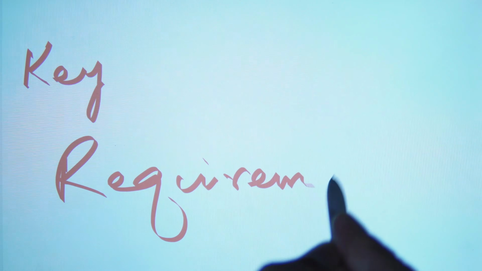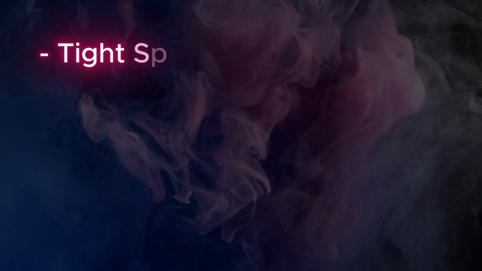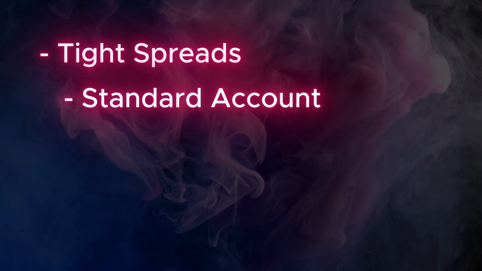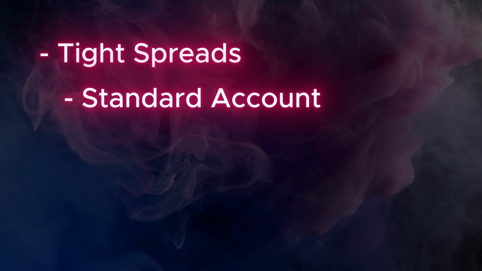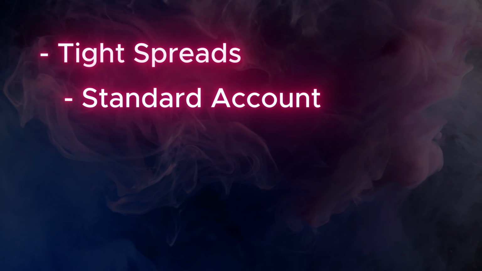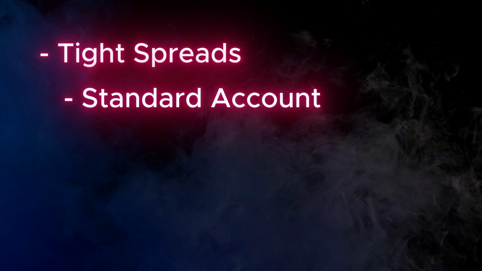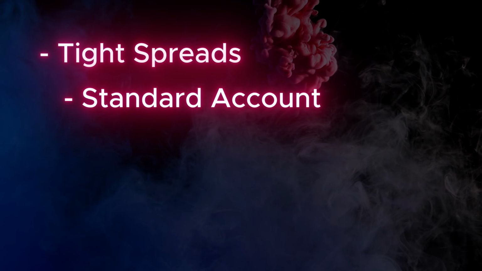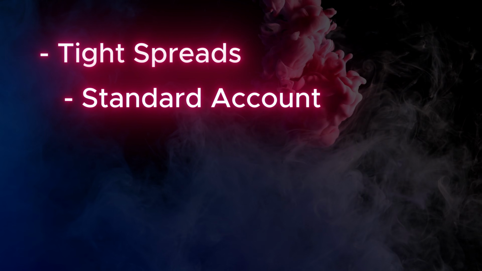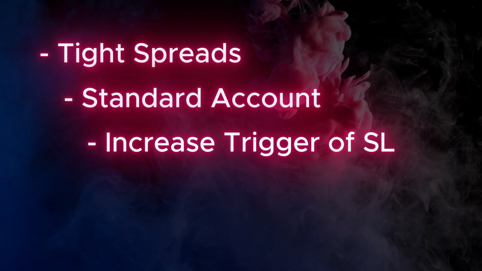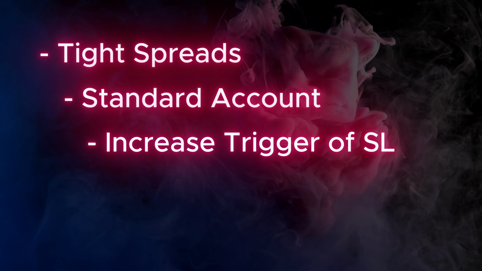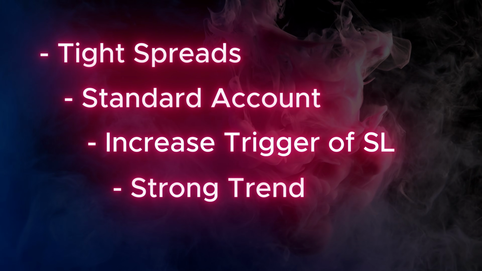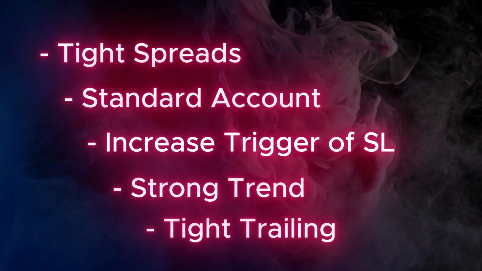Let's look at some of the requirements of the EA as well. This EA will work on any pair as long as the spreads are tight. Then best to use a standard account because the EA starts trailing the stop loss once you are in profit. And if you're using a commission-based account, I haven't written the code in a way so the EA knows about the commission. So it will start trailing the stop loss even though you're still in negative. Now, if you have to use a commission-based account, then at least increase the trigger of the stop loss setting by at least 5 points more to compensate for that commission. And as we already spoke, this EA is a trend-based EA. And the last one is the ability to trail the stop loss very, very close.